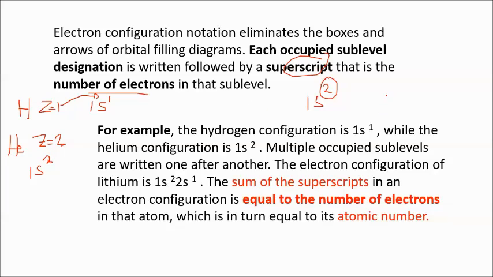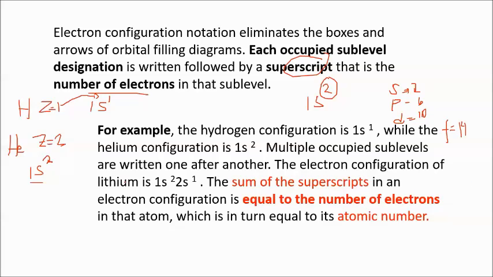So the maximum number of electrons in s is 2. It is a maximum, so it can be 1. The maximum of p is 6. The maximum of d is 10. The maximum number of electrons in the f subshell is 14. Maximum, so it can be less than 14, less than 10, less than 6, and less than 2. So in helium, the 1s is filled first. Multiple occupied sublevels are written one after another.